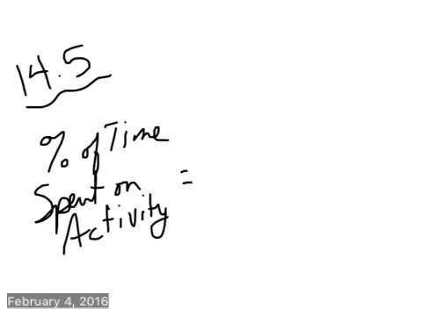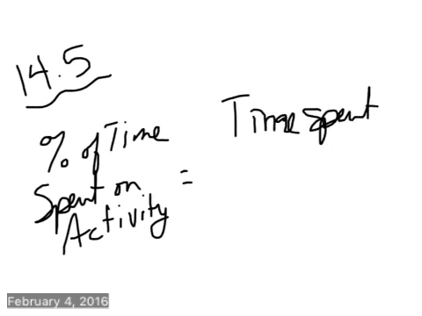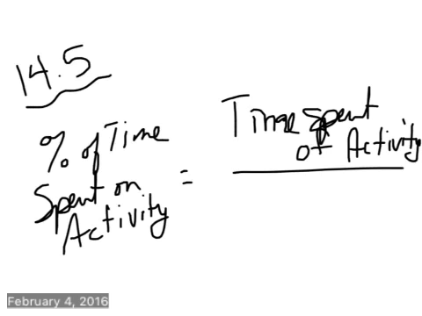So anyway, the formula that we're going to have today is the percent of time spent on an activity. And what you do is you take the time that you spent on the activity divided by the total time.